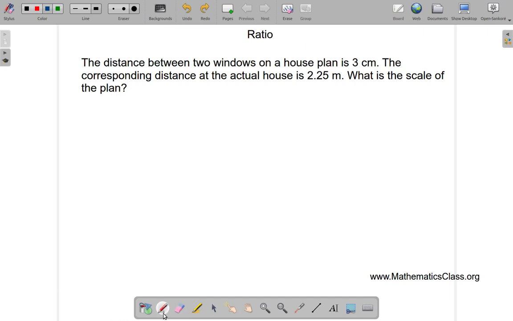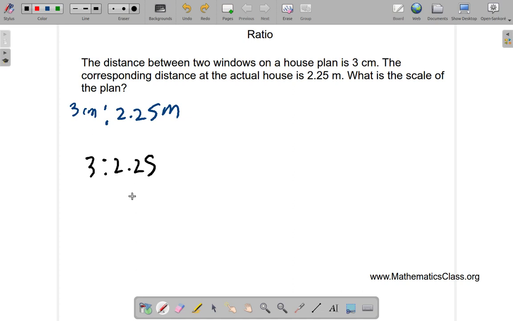Here, you have 2.25 meters. That's at the house. But on the drawing, it is 3 centimeters. You cannot say it is 3 centimeters to 2.25. I mean, you cannot say that there's a ratio of 3 to 2.25. Can't do that.